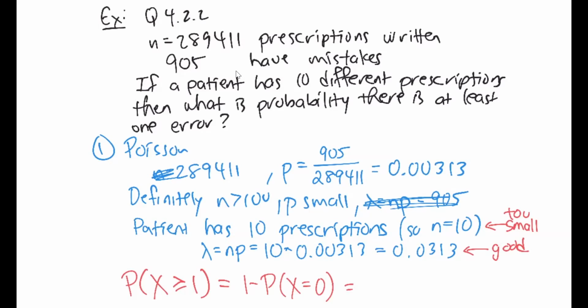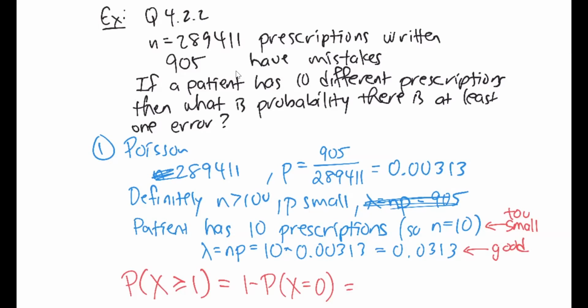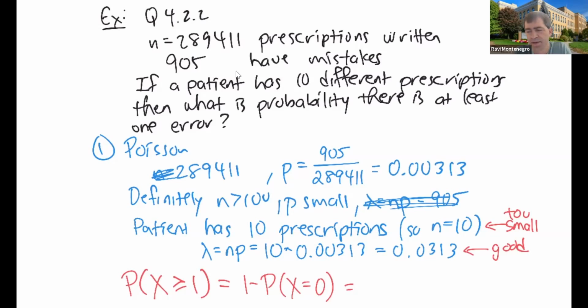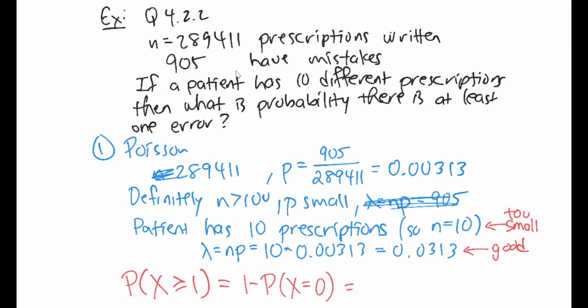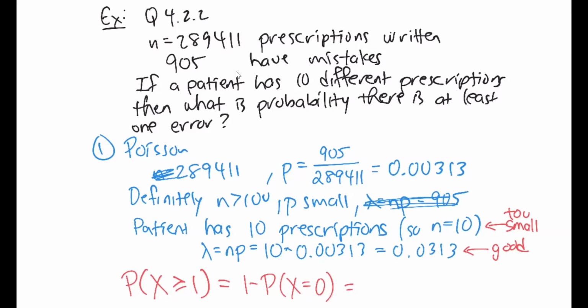It looks like a hand is raised still. So it says the patient has 10 prescriptions, so n equals 10. Right. And then it says it's too small, because I had suggested that we usually want 100 or so. So why would lambda equals np be good? What do you mean when you say good? Well, we want lambda to be a small number, definitely less than 10 if possible, and less than 1 is even better. Oh, right. So there's a bit of a trade-off here. The lambda value is so small that it's way below the recommended threshold, which is a good thing. But the sample size should be larger.